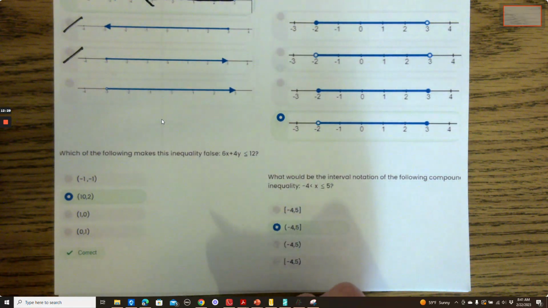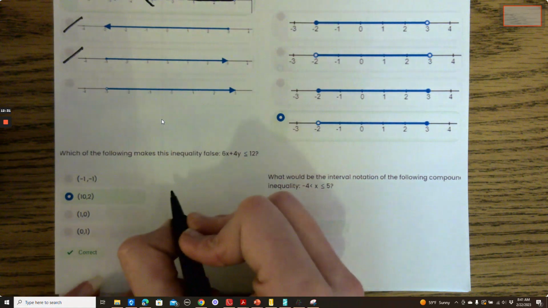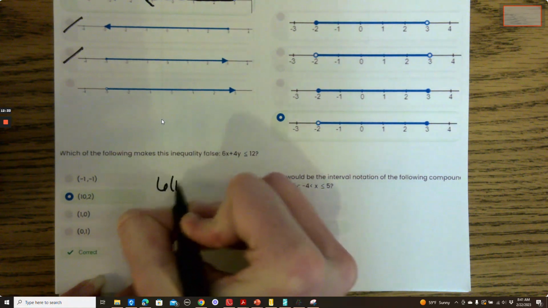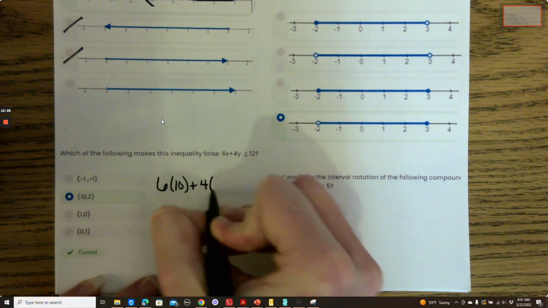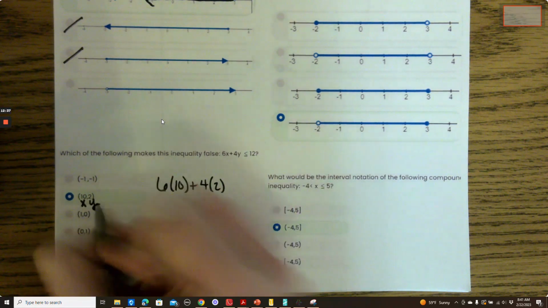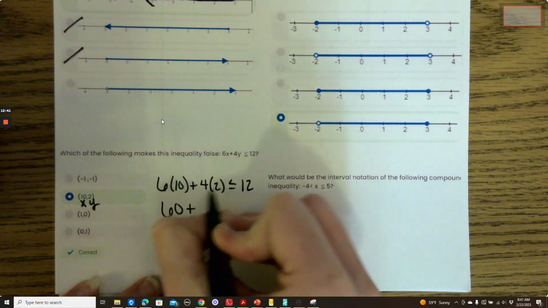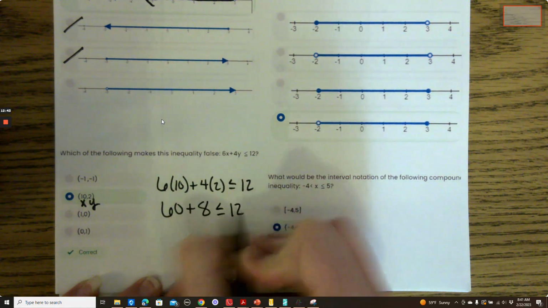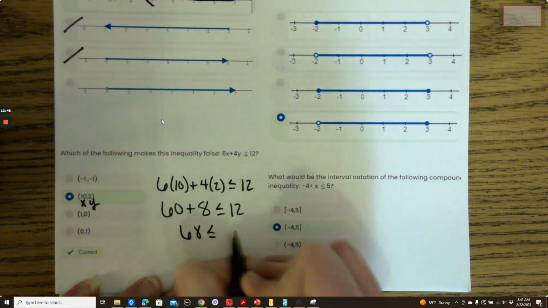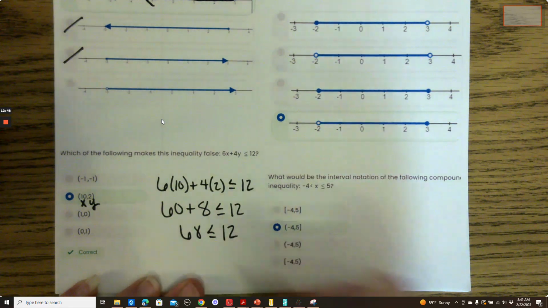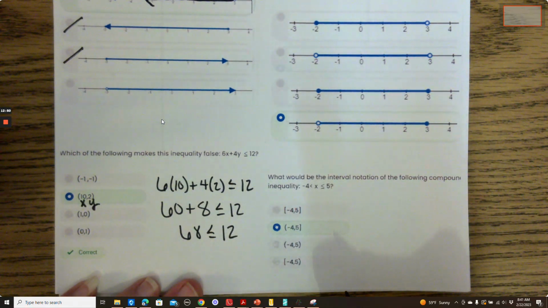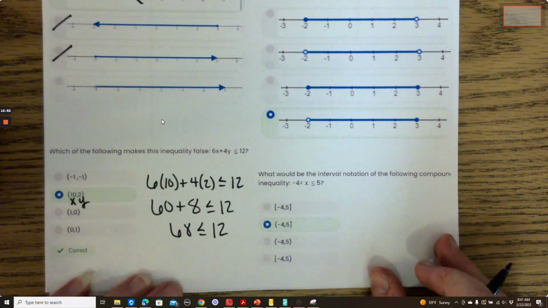Which of the following makes this inequality false? So again, you can guess and check on answers like this. If we, again, plug this answer in. So remember, ordered pairs are always x comma y. 6 times 10 is 60. 4 times 2 is 8. 60 plus 8 is 68. 68 is not less than or equal to 12, so that one makes it false.